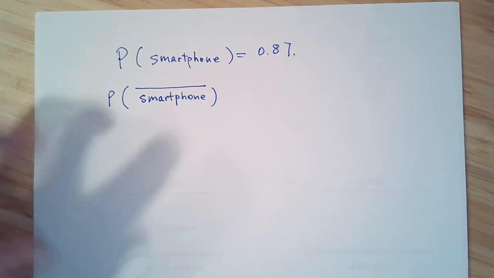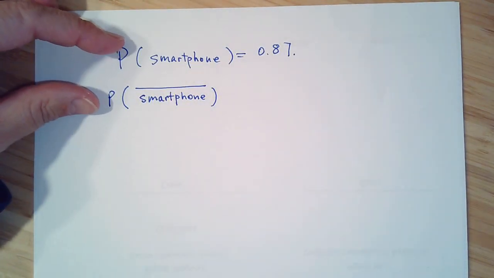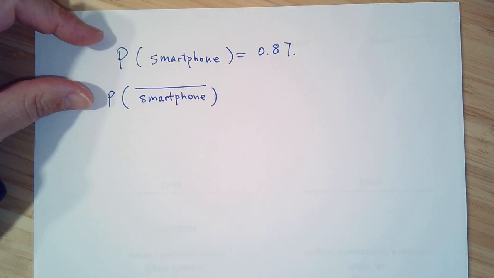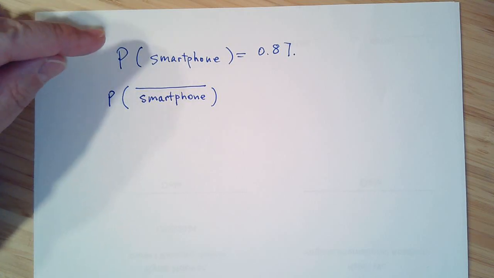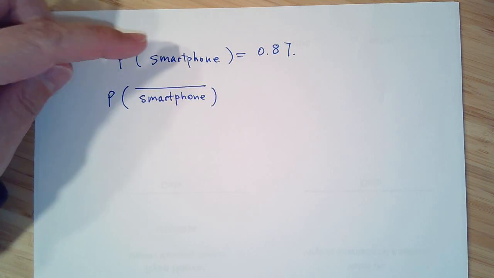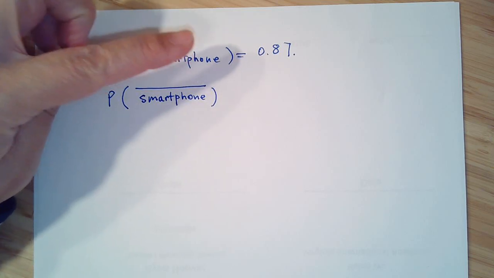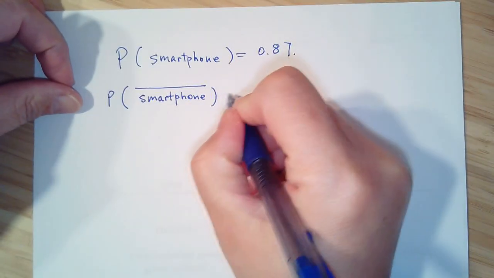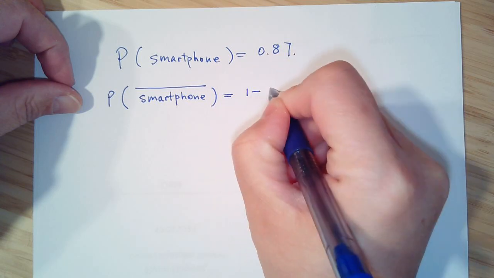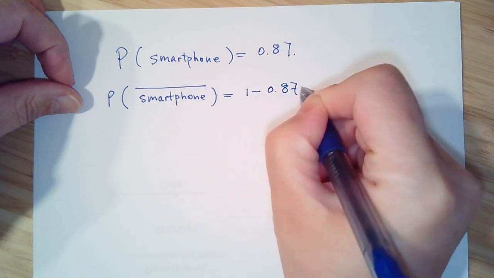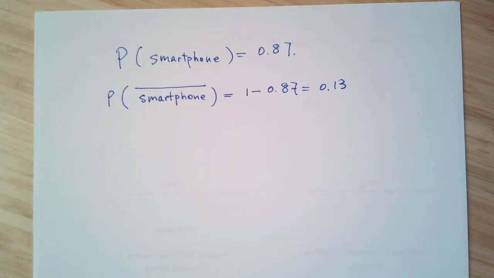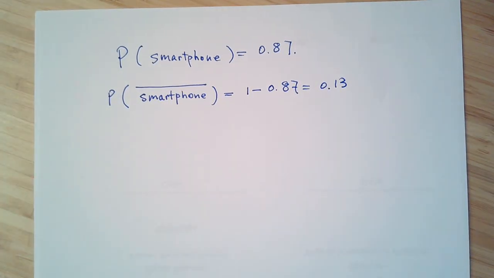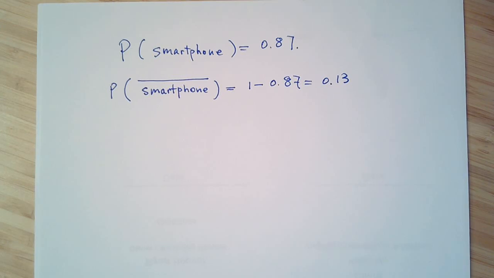Since these two are mutually exclusive, they're also complementary, so the probabilities add up to 1. If the probability of having a smartphone is 0.87, then the probability of no smartphone is just 1 minus 0.87, which is 0.13. That's fairly easy to understand when we talk about the addition rule.